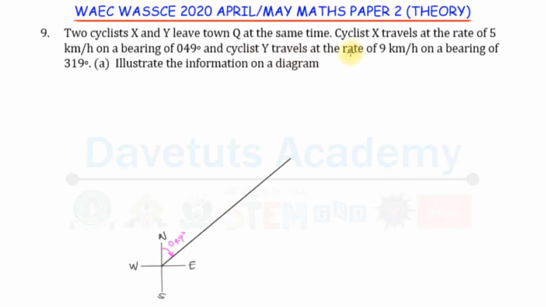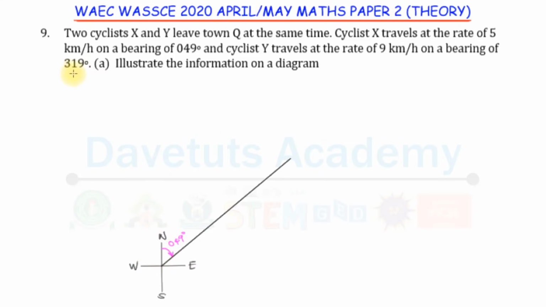Then for the cyclist y, we're told that he is traveling on a bearing of 319 degrees. So how do we get 319 degrees? From the north to east, that is 90. From the north to the south, you can see it's a straight line, that is 180. From the north to the west, that's 180 plus another 90, making 270. So from north to west is 270, and from north, making a complete circle, is 360 degrees, because that will now amount to the angle at a point.